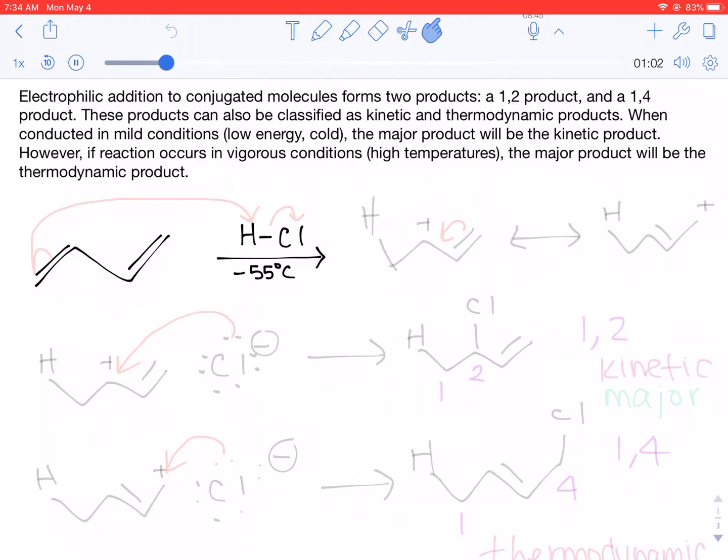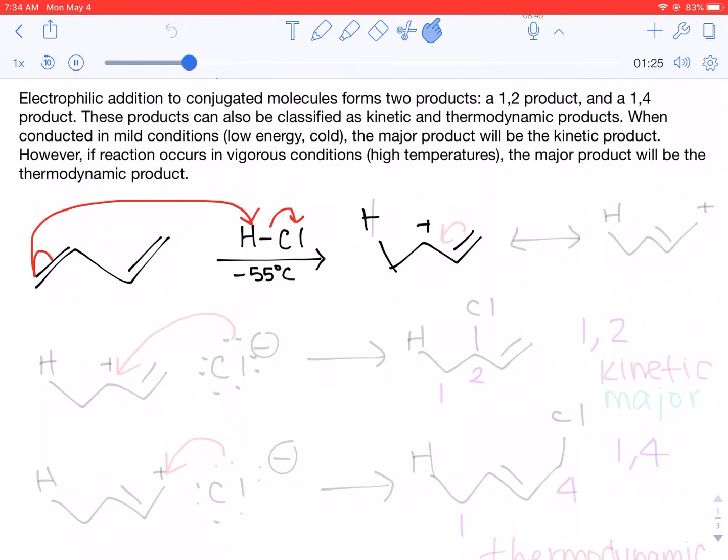In this electrophilic addition, we're going to use 1,3-butadiene and add hydrochloric acid. The reaction will take place at negative 55 degrees Celsius. In the reaction, the double bond will act as a nucleophile and attack the hydrogen, which will then bounce those electrons to the chlorine. This will form a carbocation with the hydrogen attached to the first carbon. This carbocation can undergo resonance with a shift from this double bond to this spot, which will form this carbocation with a positive charge on that carbon.